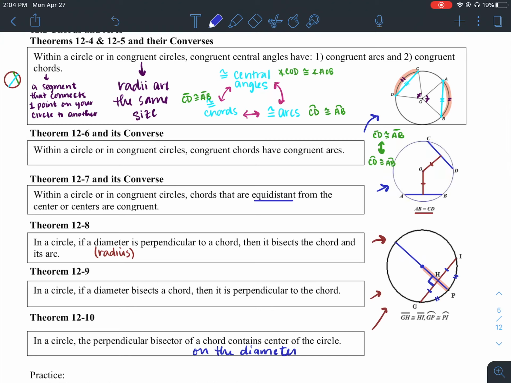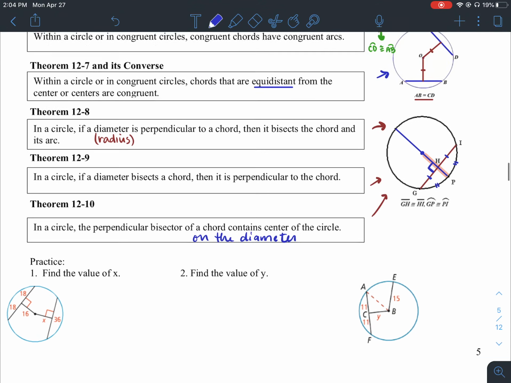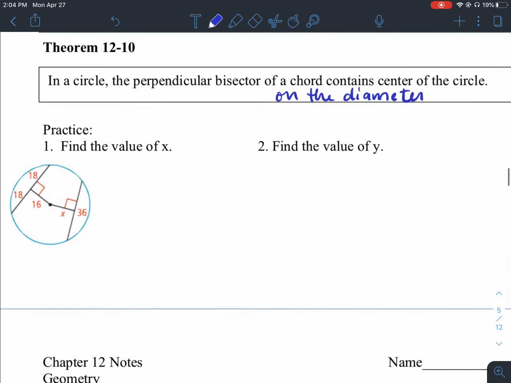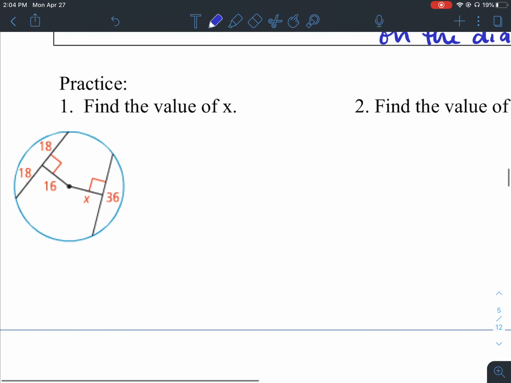You can go back to when I had my theorem page filled out, and you can fill in your theorems and you can fill in your pictures. But we're going to do some practice problems now. So if I go down to number 1, I want to find the value of x.